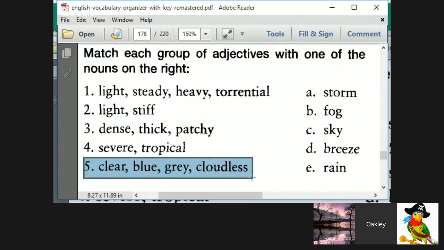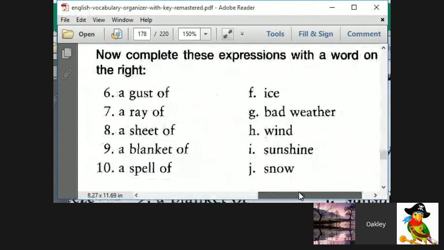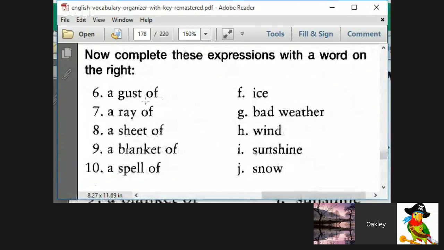Yes. Clear, blue, gray, cloudless sky. And before we mentioned fair skies, meaning no clouds. All clear collocations. All right. Now let's try to complete these expressions with a word on the right. So, Andre, over to you, number 6.